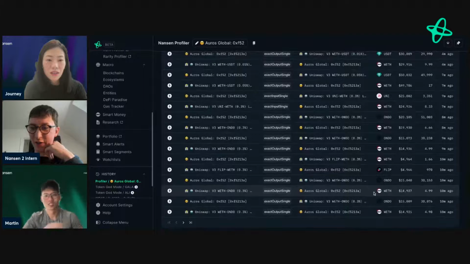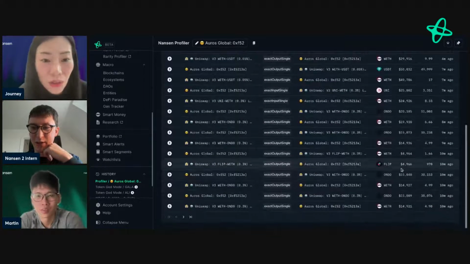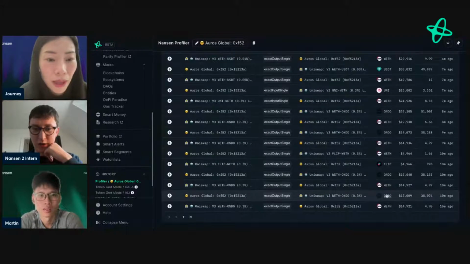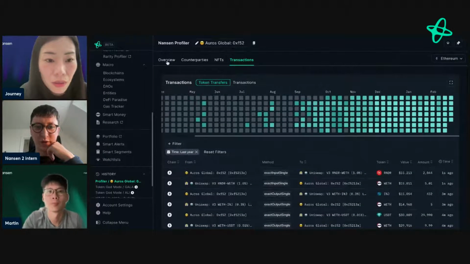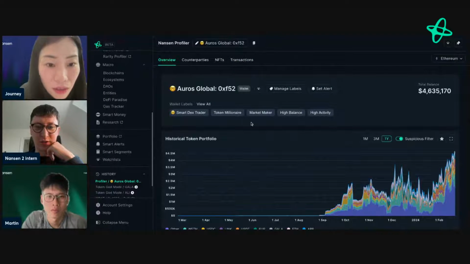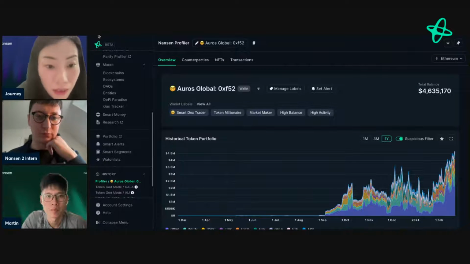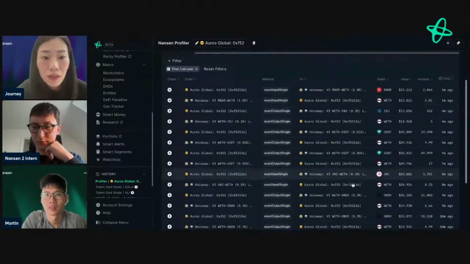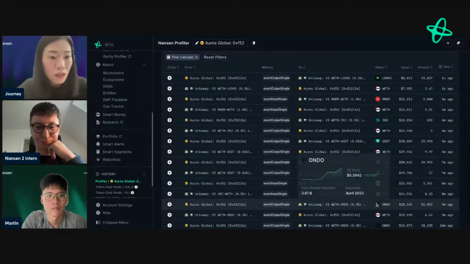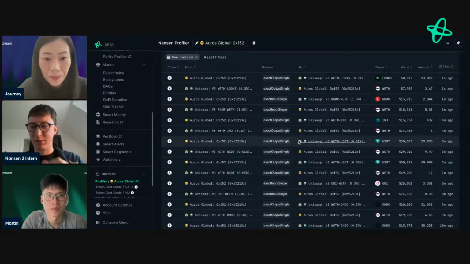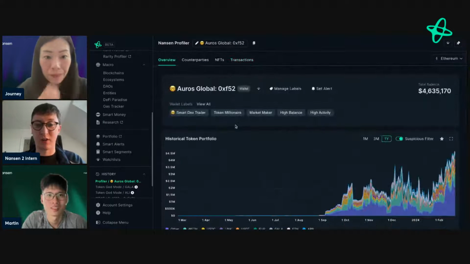Looking at it right now, do they have a label for maybe a market maker? No, I don't. They seem to just be a smart DEX trader, but a market maker as well. So that could be. Okay. Yes, market maker. Interesting. But then, yeah, ONDO, there seems to be something happening there, so we can take a look there.